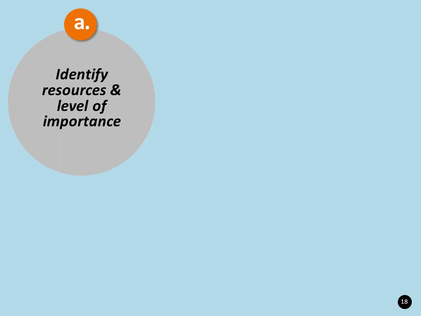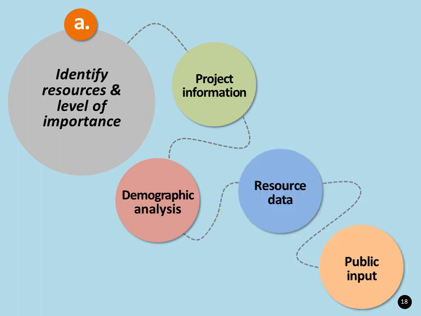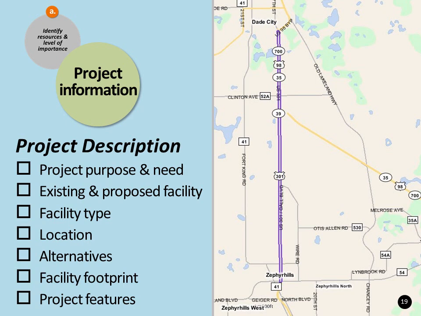The first task, Task A, is to review the community information compiled during preparation for the SCE evaluation. This information includes the project information, demographic analysis, community resource data, and prior public input. Through this task, we begin learning about the community, its context, values, and ways of life that could be affected by the project.